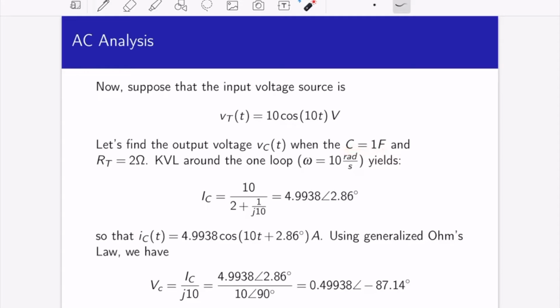We don't need to rewrite the equations, but we can just plug into our previous equation. I_C is equal to 10 over 2 plus 1 over j times 10. And this is, of course, a ratio of complex numbers. You can just use complex division on your calculator and you solve. You get 4.9938 at an angle of 2.86 degrees. Please be careful not to round this to 5 because that totally neglects the effect of the capacitor.